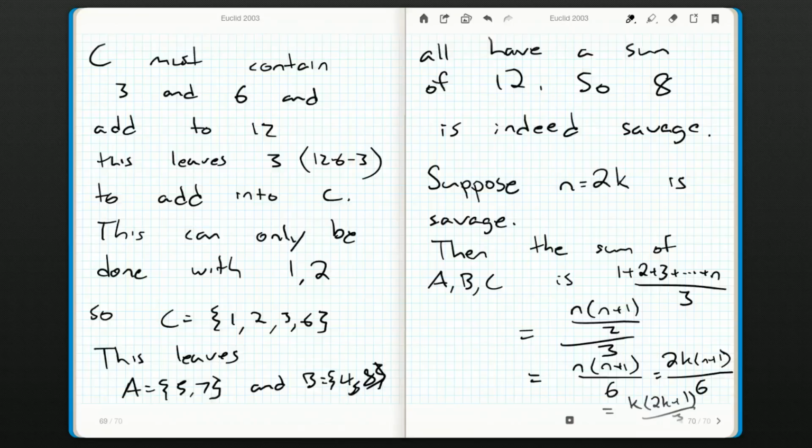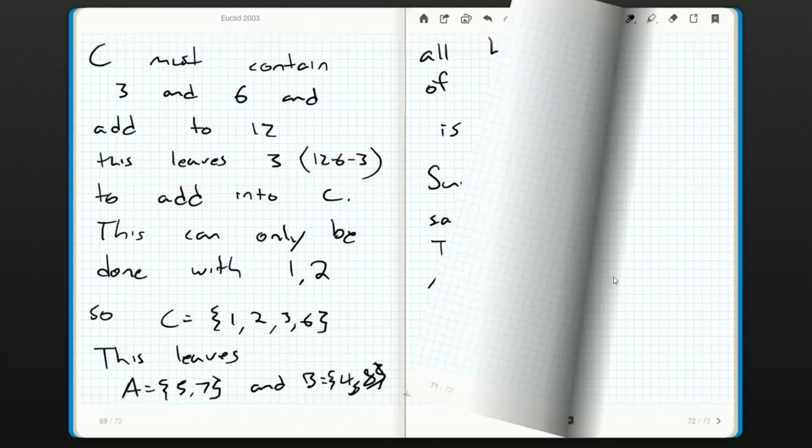So for 8, k would have been 4, and we'd be looking at a sum of 4 times 9 over 3. Sorry, that would have been 12. 4 times 9 over 3 is 12. What else is there to do?